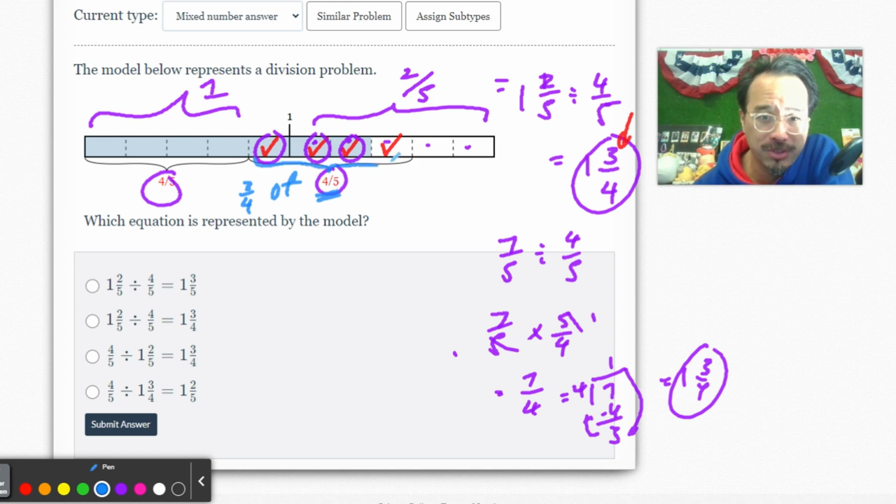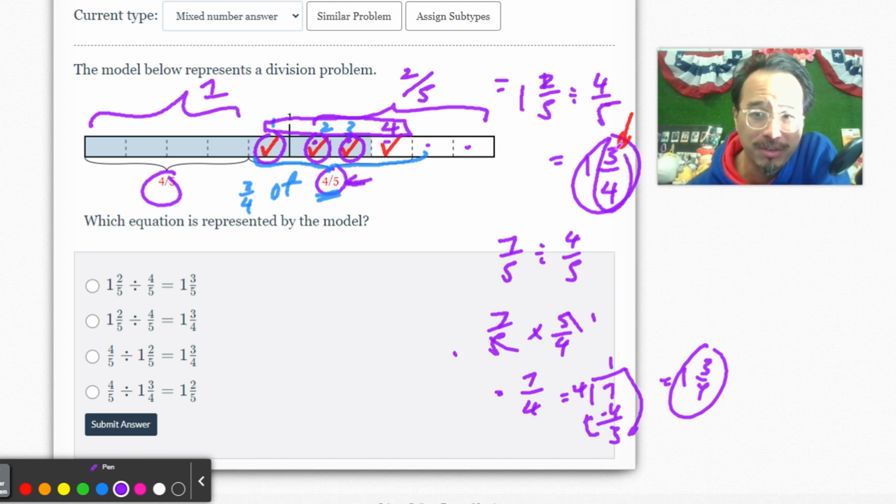This 4 fifths here is trying to get in. How much of it did it get in? Only 1, 2, 3 out of this 4. Let me use a different color. I hope it doesn't confuse you. It's 1, 2, 3 out of this 4, meaning a part of the 4 fifths fits in there. How much of a part? 3/4 of it.